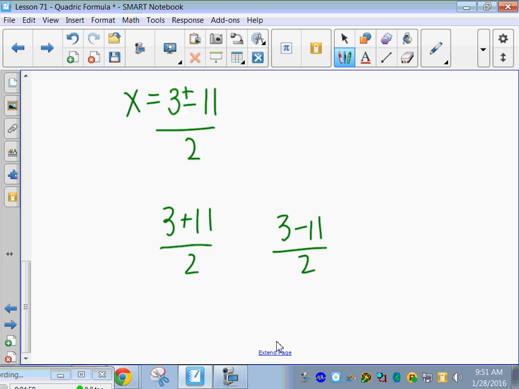So we can go all the way to simplify this. So this would give me 14 over 2, which is 7. And this would give me negative 8 over 2, which is negative 4.